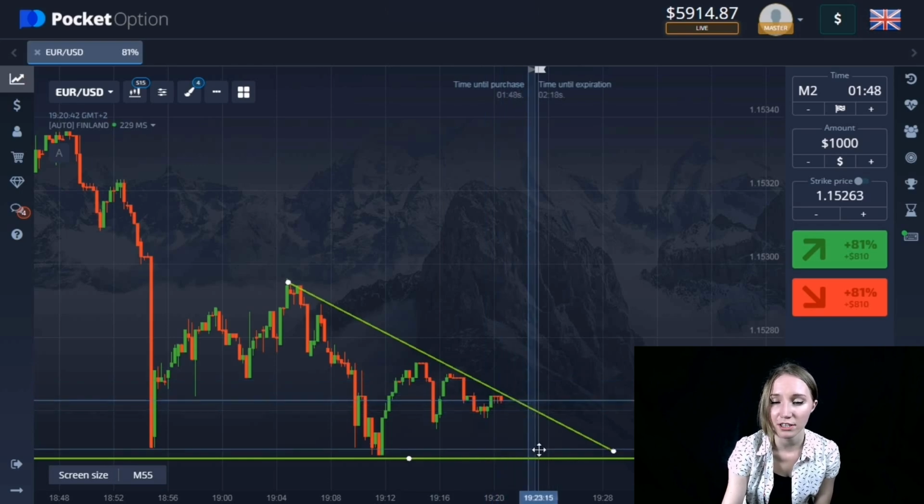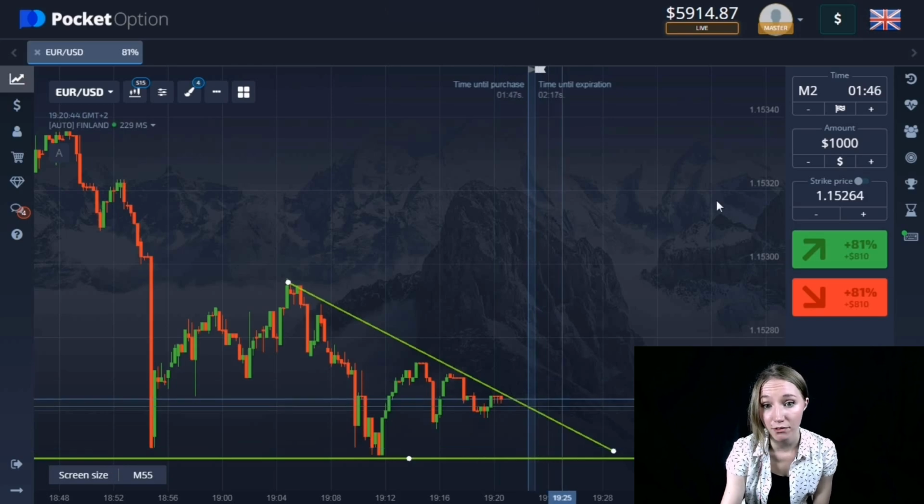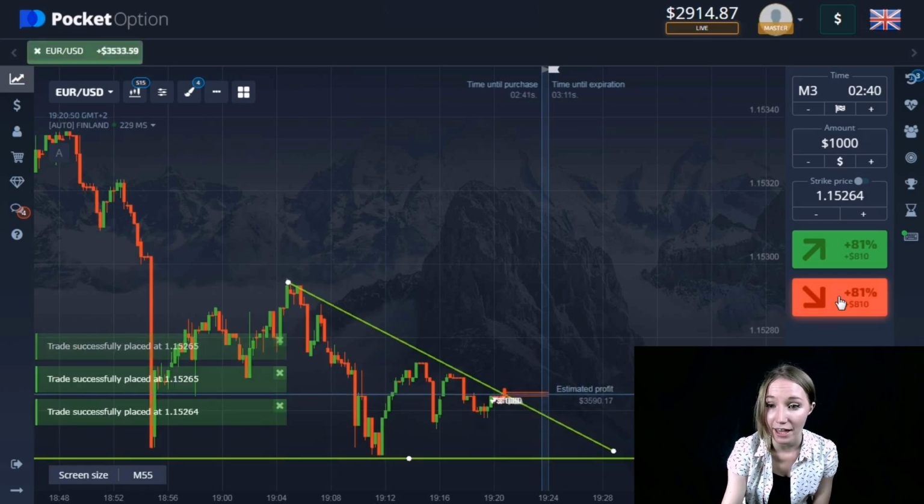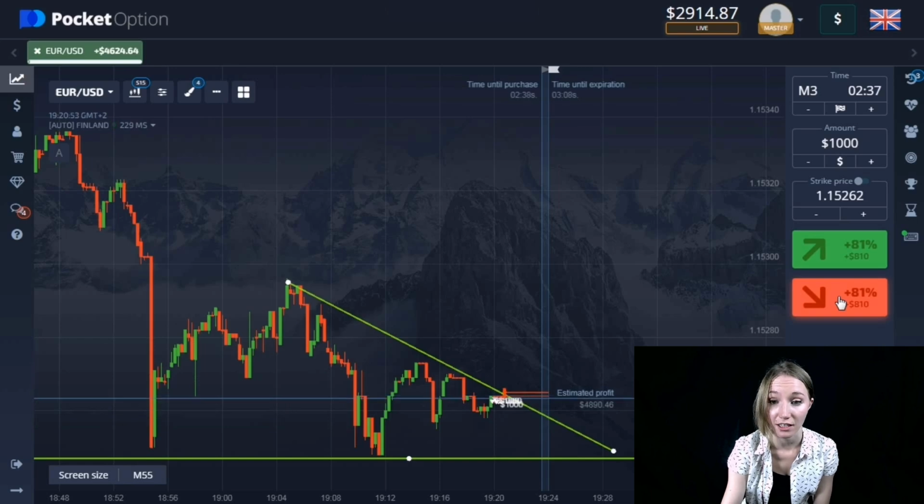So let's open a trade for 3 minutes, with down, because now the price is on the oblique line of the downtrend, and after some time the price will go lower and there will be a logical exit from this triangle. So guys, let's wait for the results of our trade.